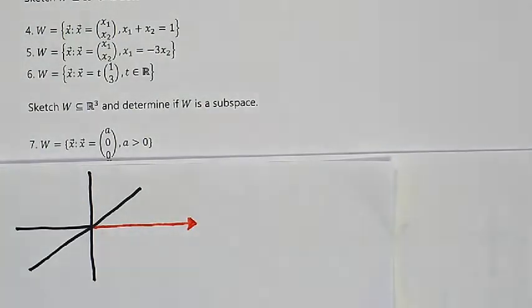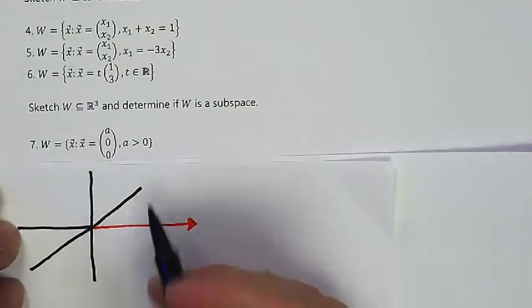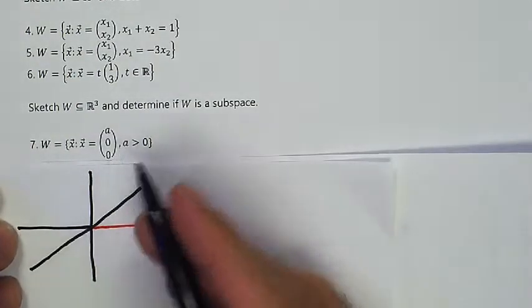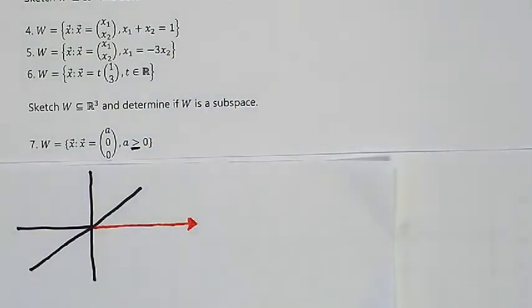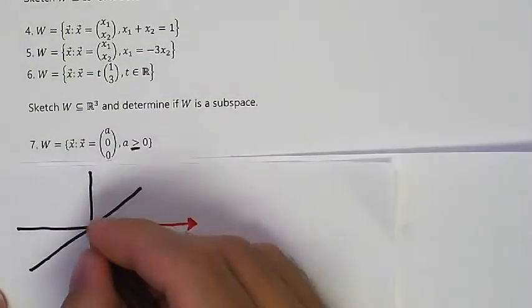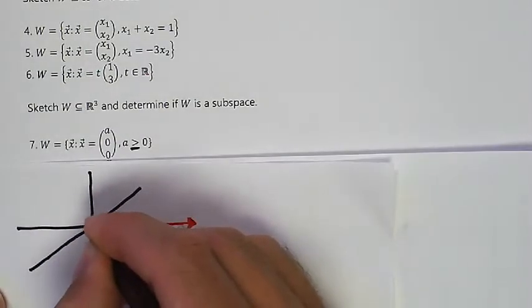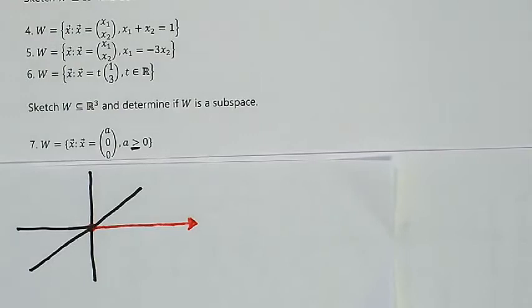Okay, so this is a ray that starts from the origin. The question is, is that going to be a subspace? Well, first of all, it's not, because the 0 vector is not in it. But suppose I had made this a greater than or equal to 0, so that that wasn't the one that broke. And then maybe I'll fix that by putting a little red dot there to indicate that it is there at the origin as well.